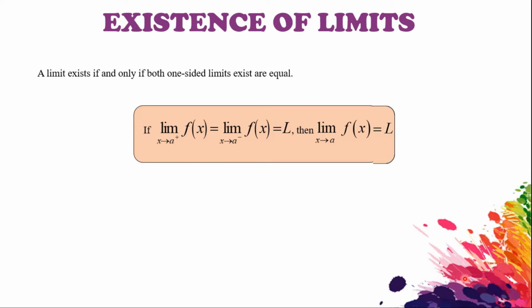A limit exists if and only if both one-sided limits are equal. As you can see from this definition, this represents x approaches a from the right, or a positive, and this represents a from the left, or a negative. If the limit of f(x) when x approaches a from the right equals the limit of f(x) when x approaches a from the left equals some constant, then the limit of f(x) when x approaches a equals the same constant.